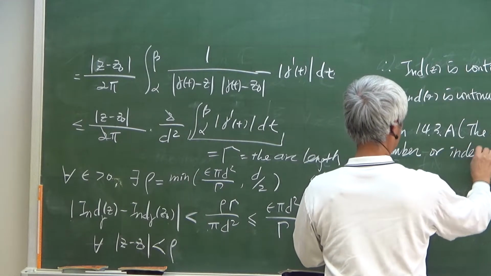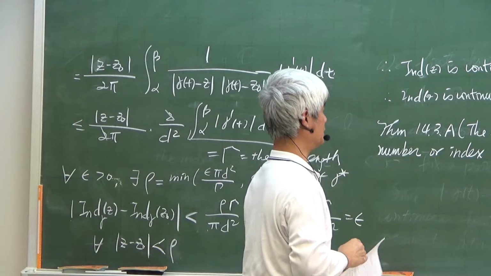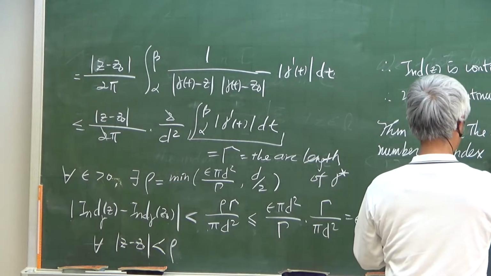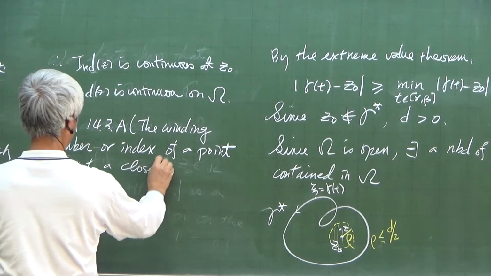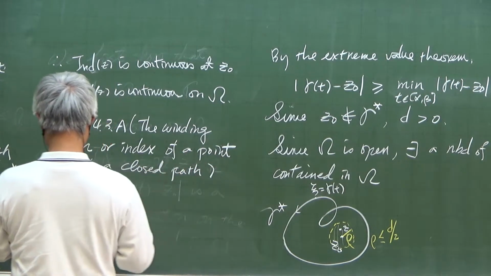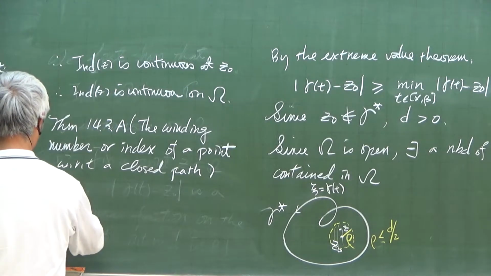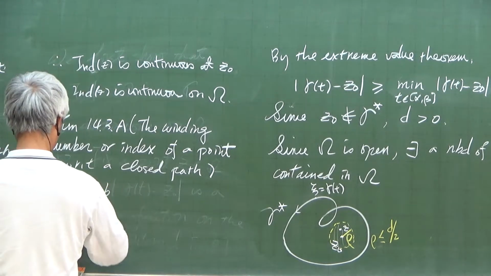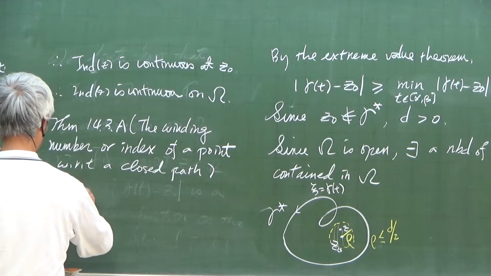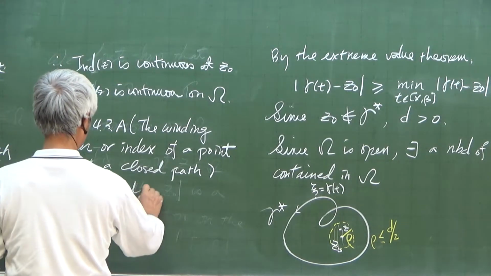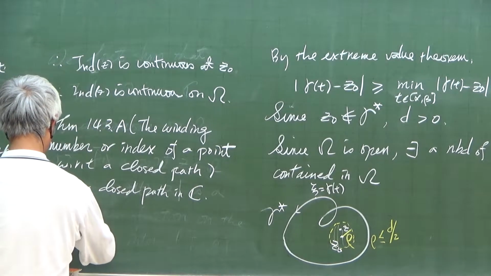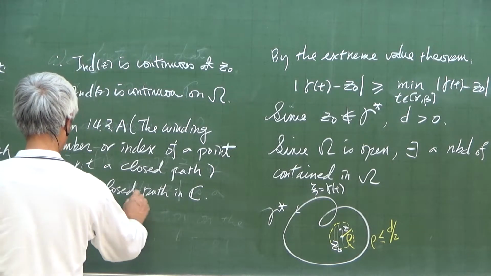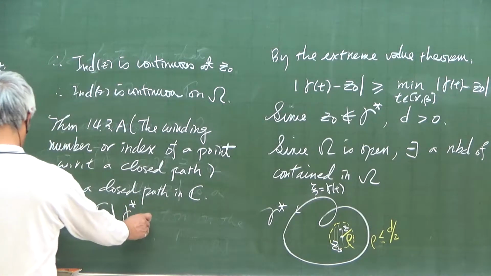Or index. As I say, index can be interpreted as the winding number of a point with respect to a closed path. All right. So now, we let gamma be a closed path in the complex plane, and omega equal to the complement of gamma star.